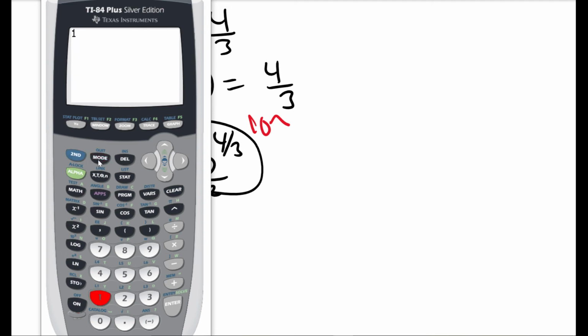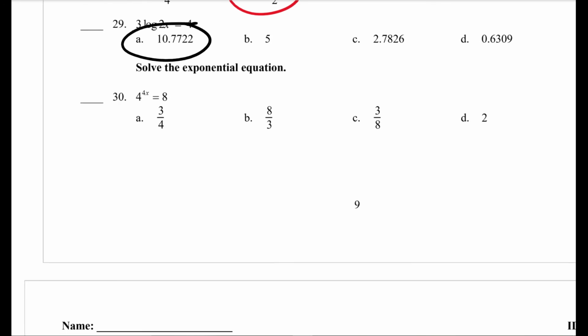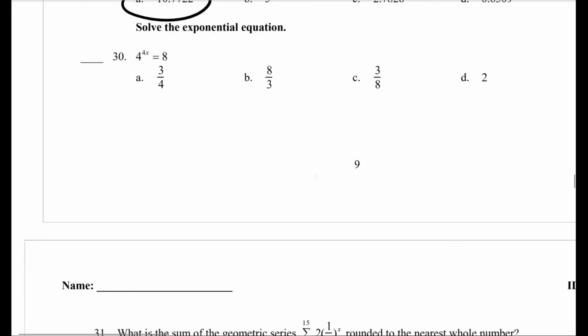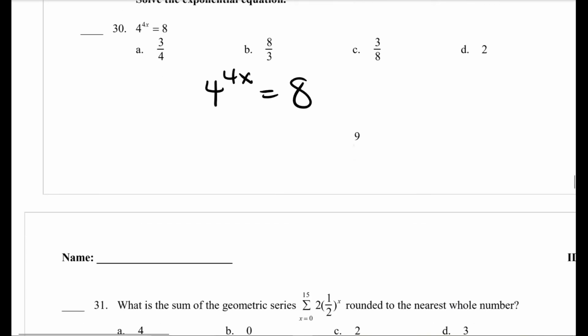So we got 10 raised to the 4/3 divided by 2. So 10.77. So it looks like it's A. All right, so now let's go ahead and solve the exponential equation. So now we have 4 to the 4x equals 8. All right, so how do we go about solving this?